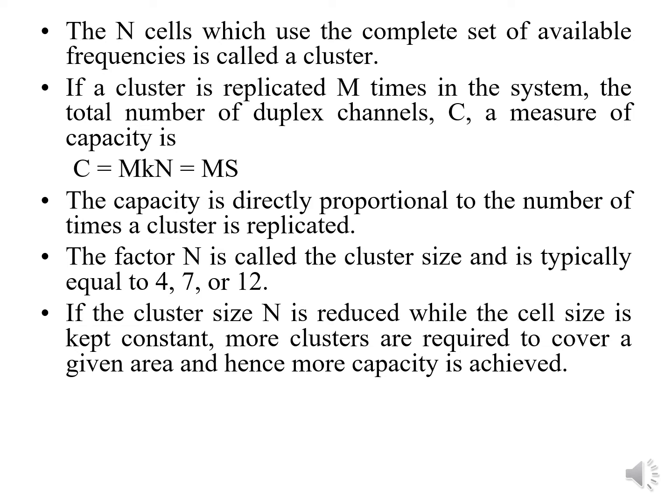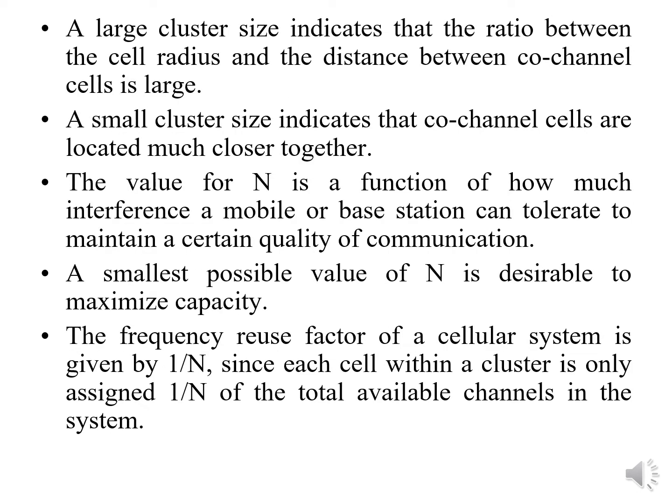If the cluster size N is reduced while the cell size is kept constant, more clusters are required to cover a given area and hence more capacity is achieved. A large cluster size indicates that the ratio between the cell radius and the distance between co-channel cells is large. A small cluster size indicates that co-channel cells are located very close together. The value for N is a function of how much interference a mobile or base station can tolerate to maintain a certain quality. The smallest possible value of N is desirable to maximize the capacity.